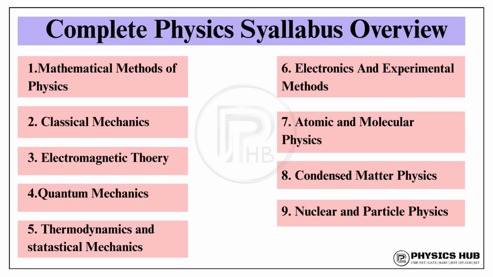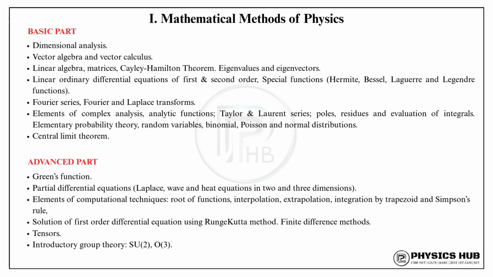Here is the complete physics syllabus overview. There are 9 subjects in physics. First one, mathematical methods of physics, classical mechanics, electromagnetic theory, quantum mechanics, thermodynamics and statistical mechanics, electronics and experimental methods, atomic and molecular physics, condensed matter physics, and the last one is nuclear and particle physics. Let us start with the mathematical methods of physics.